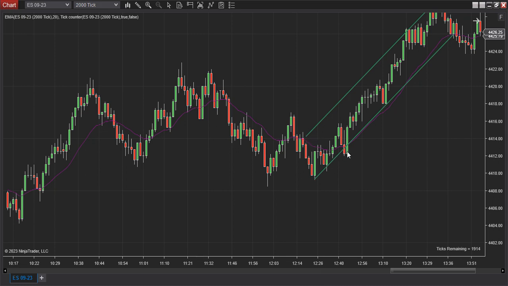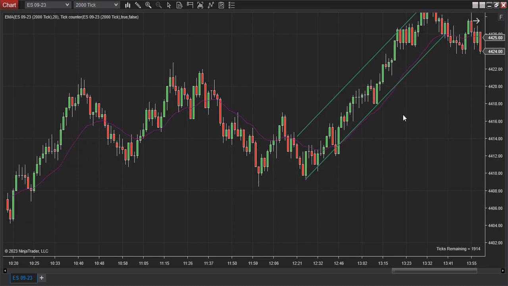Sometimes you'll have little overshoots like this. This is mostly wick. Most of the time when this happens, it'll be wick. But we know that this is correct because we can connect the wick with two different bar bodies. So we know that this is the channel line right here.